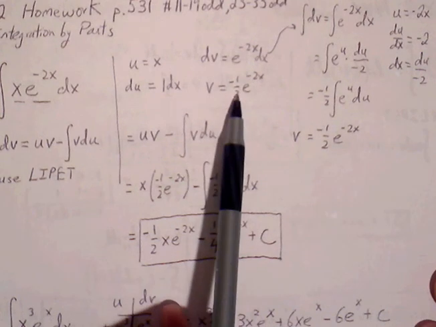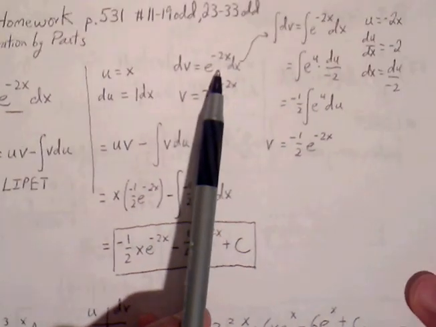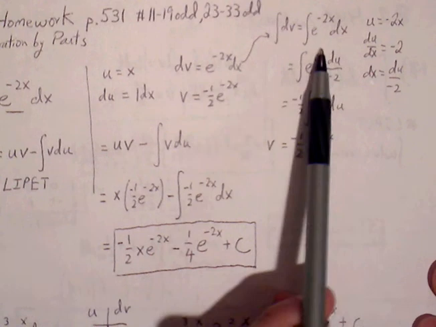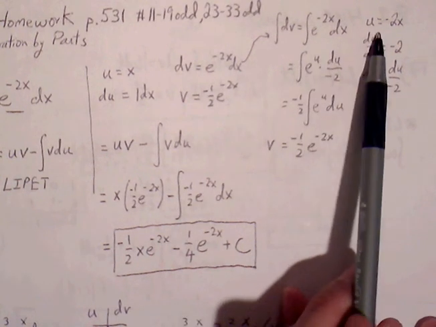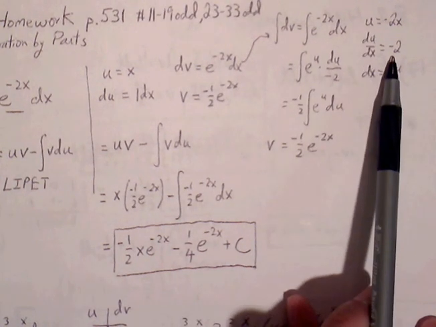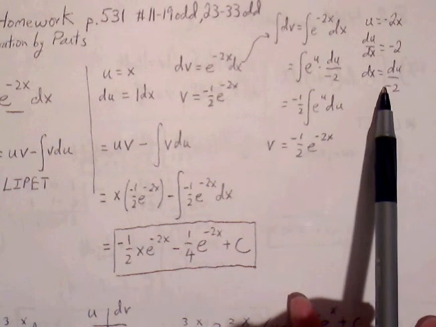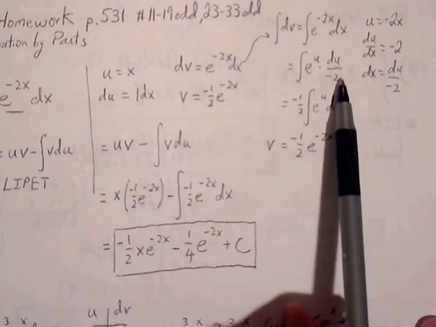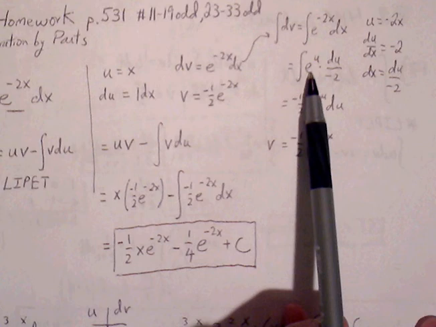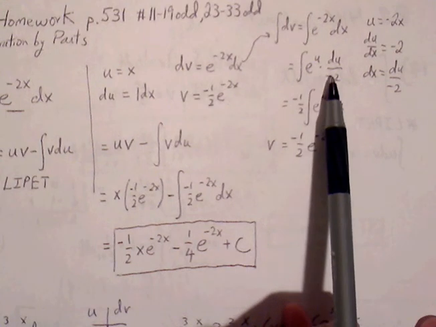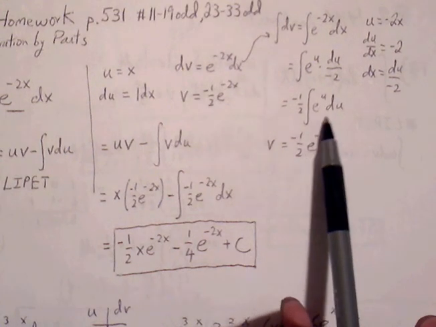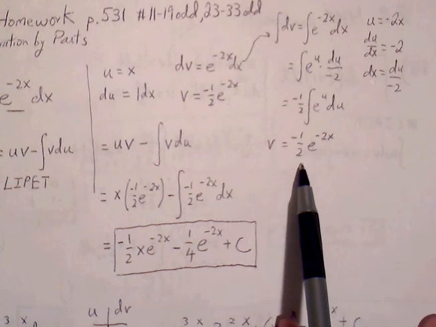So if we want to find the integral of e to the negative 2x, we have to go through u substitution. And if we do that, we can let the u value be negative 2x. Our derivative is negative 2. Our dx is du over negative 2. And the integral of e to the u times du over negative 2 will produce a negative 1/2.